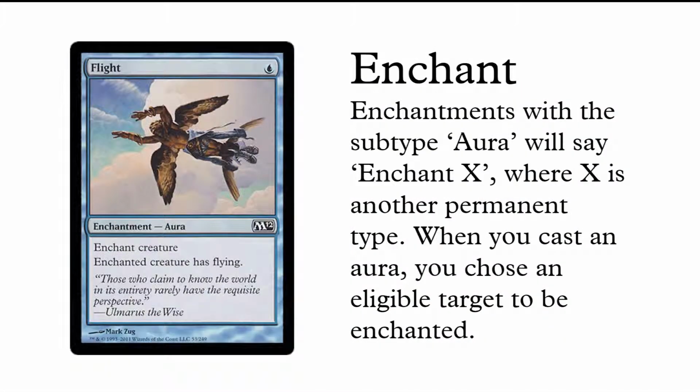Enchant. Enchantments with the subtype Aura will say Enchant X, where X is another permanent type, for example, creature, artifact, or land. When you cast the enchantment, you choose an eligible target to be enchanted.